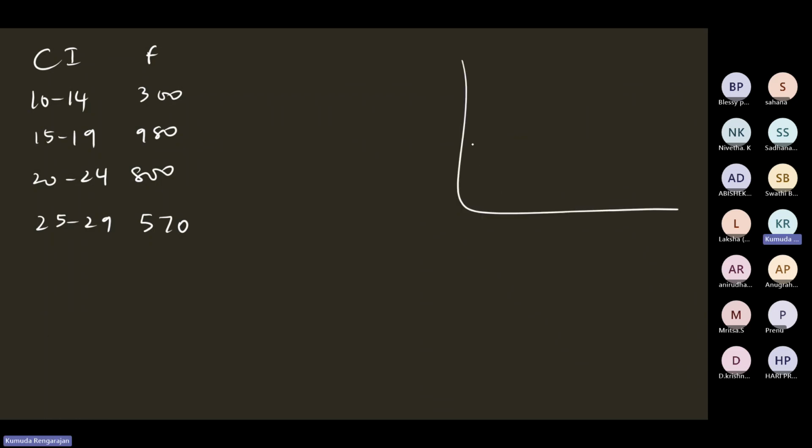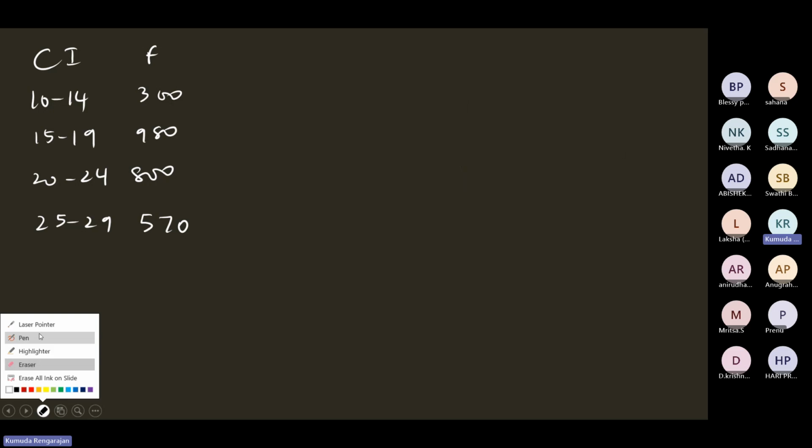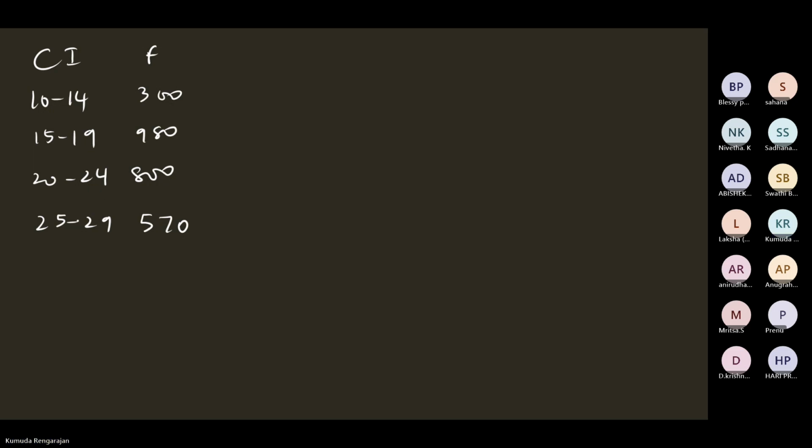So it cannot be like 10 to 14. Supposing this is 10 to 14, then 15 means there'll be a gap. No, 15 to 19, something like this it will be. Then 20 to 24, so a gap again. Then 25 to 29, there'll be a gap again. No. In a histogram, there should not be any gap between the rectangles. The rectangles will be closely packed. That means if the class intervals are not continuous, you must make them continuous. Now, how?